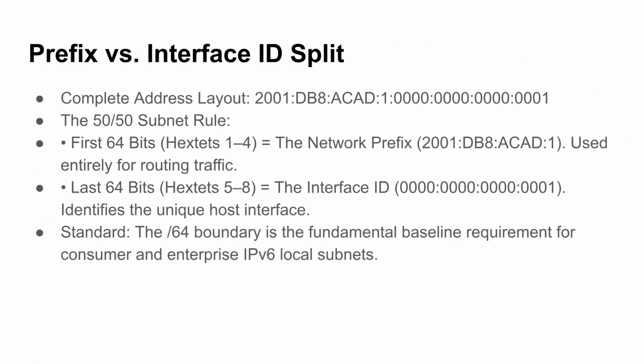IPv6 addresses follow a standard 50-50 split. The first 64 bits represent the network prefix, used for routing, while the last 64 bits form the interface ID, identifying the unique host. Using a /64 boundary is the fundamental requirement for most networks.